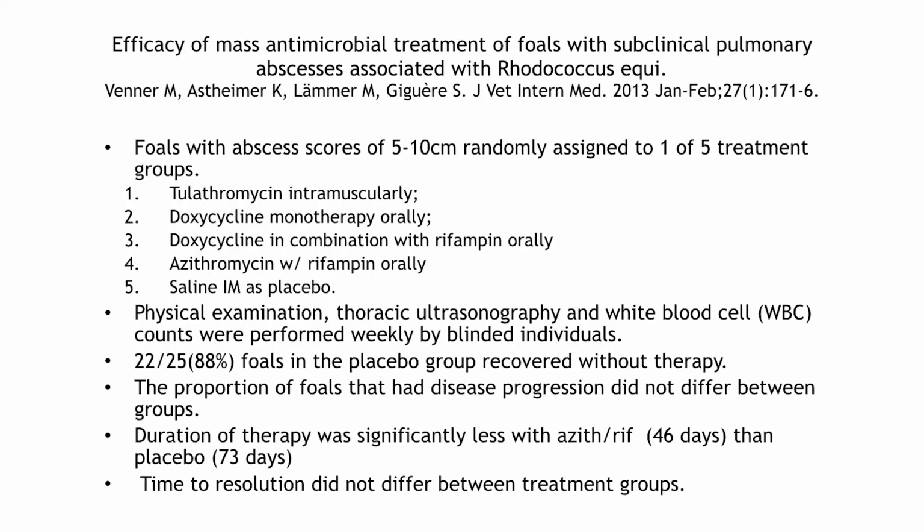So in this study, they looked at foals with abscess scores, which is basically the cumulative diameter of all of those abscesses, of 5 to 10. So not foals that had small little abscesses, but significant abscess burden in their lungs, and they randomly assigned them to 1 of 5 treatment groups. Those were telithromycin IM, doxycycline by itself, doxycycline in combination with rifampin, azithromycin with rifampin, and then a saline IM placebo group. And then they did physical exam, ultrasound, and white blood cell count every week, and those individuals were blinded, so they didn't know what treatment those foals were getting.